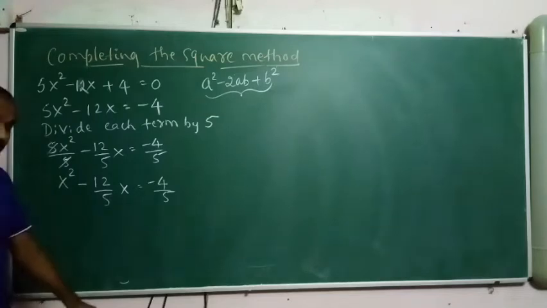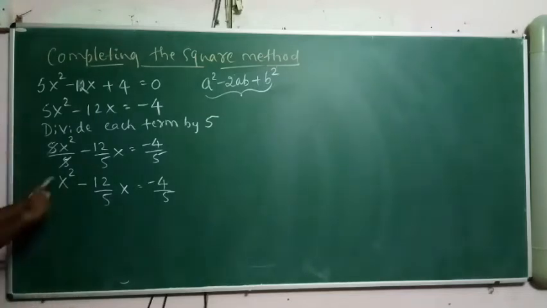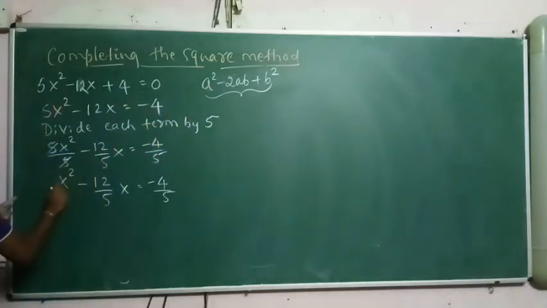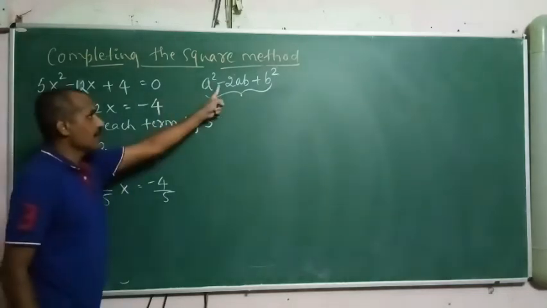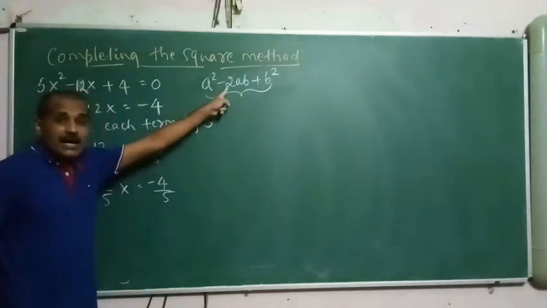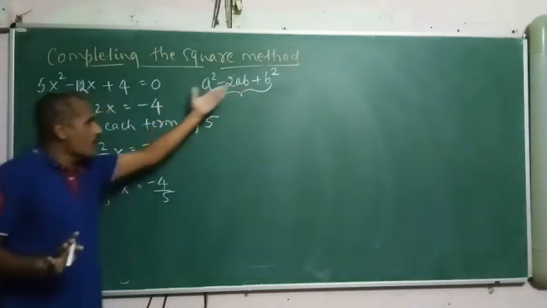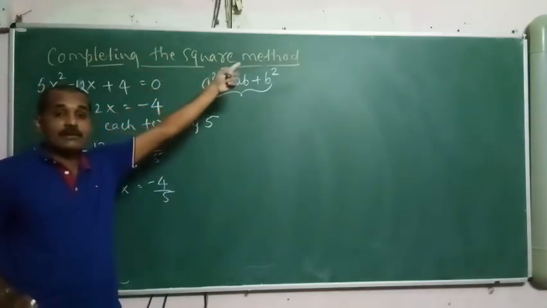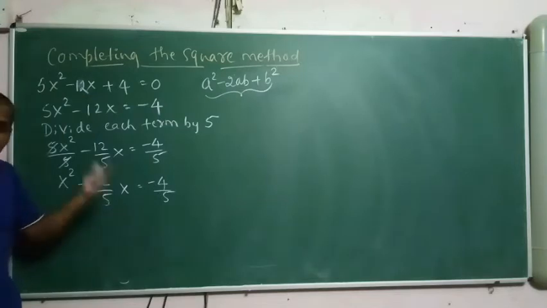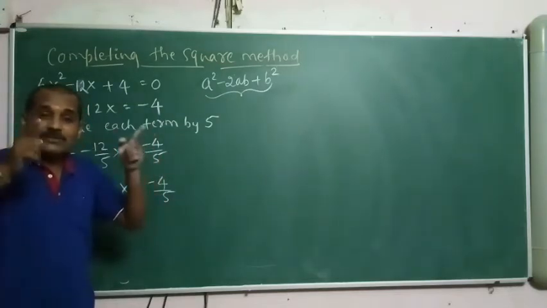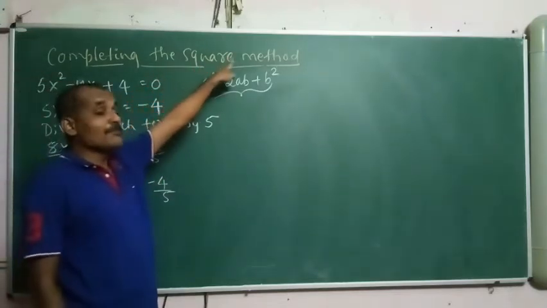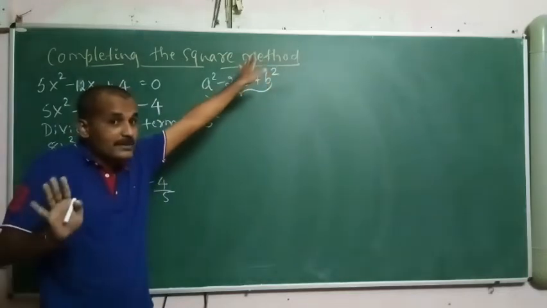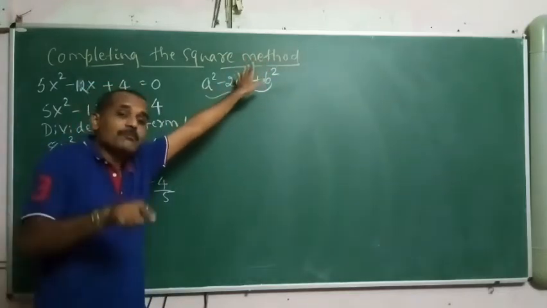See the next step. Now a square minus 2ab is required. Exactly in this form I want to bring this. So this is called the completing the square method. This is not in the square form. I have to bring it in the form of a square, so it is called complete the square. It is not in the completely square form, I have to complete it.